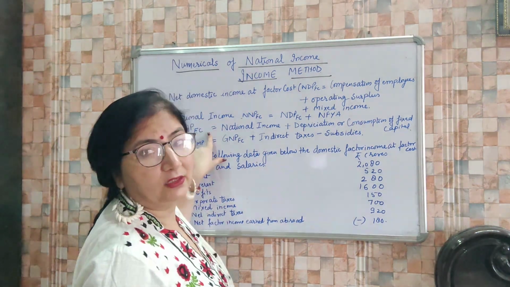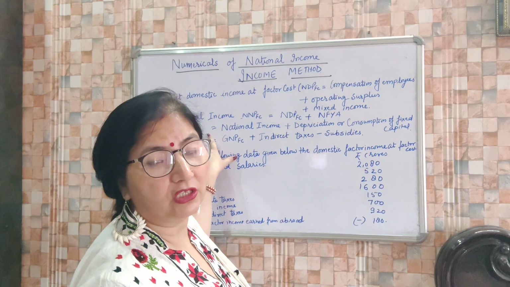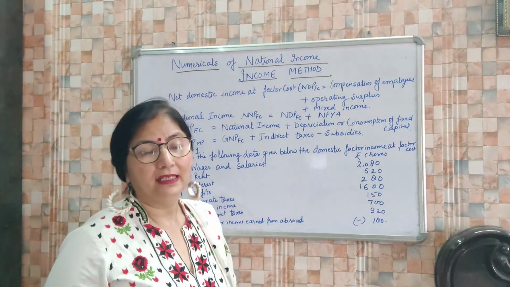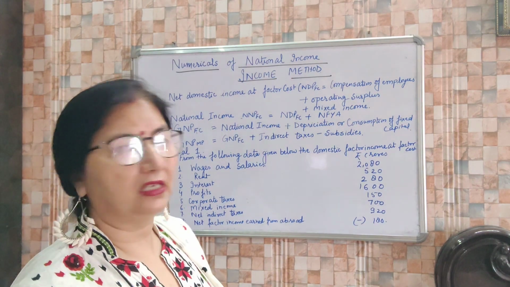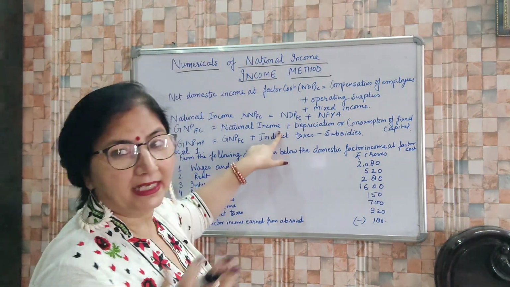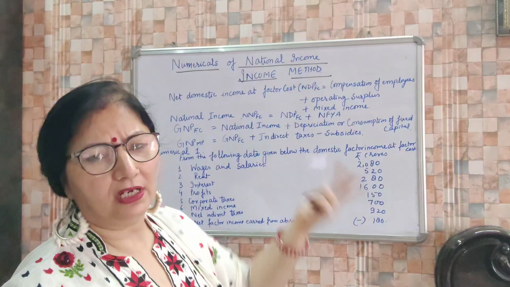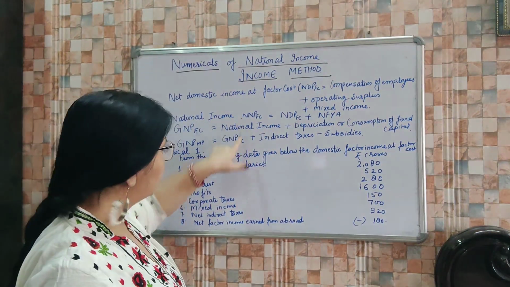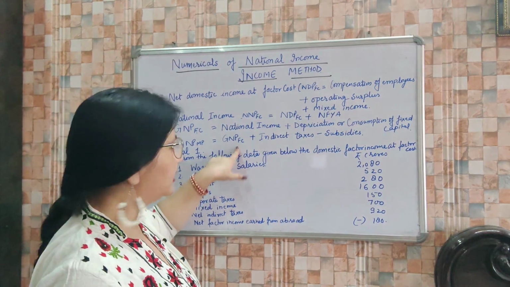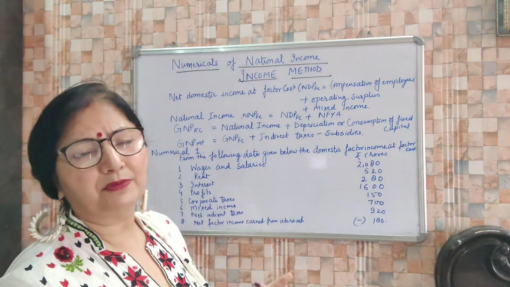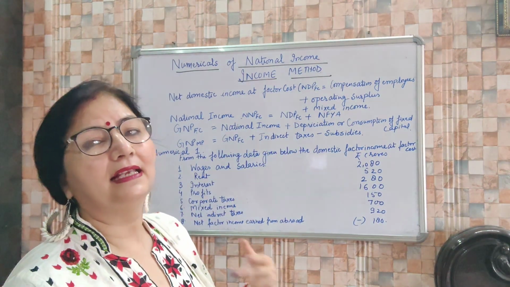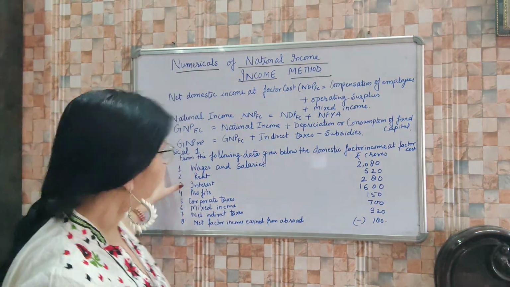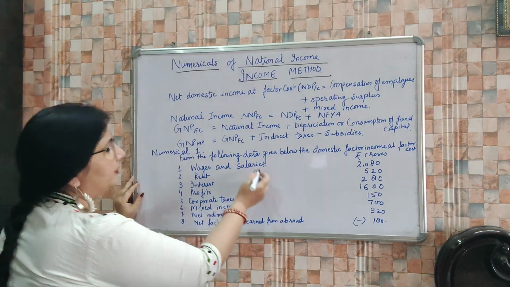Now if we have to calculate GNP at FC, gross national product at factor cost, then only one thing we will have to add, that is depreciation in the national income. So national income or NNP at FC plus depreciation or consumption of fixed capital. Now GNP at MP, the raw material will be GNP at FC plus indirect taxes minus subsidies, or we can directly write it as NIT. Now we will have to solve the numerical from the following data given below.